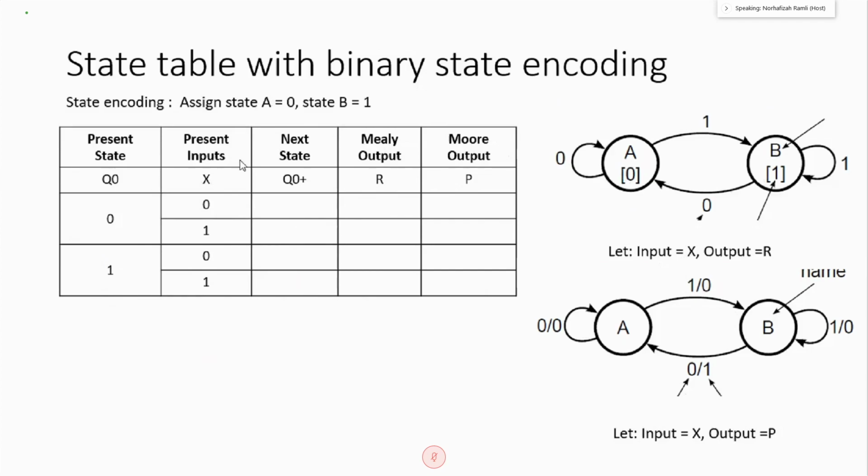Now, this is the state. Only one bit is required because you have only two states. So name them 0 and 1 rather than A and B. Just say state 0 and state 1. This is state 0 and this is state 1. Not the 0 or 1 underneath the A, which is the output. So A equals 0, B equals 1. That is the state encoding.